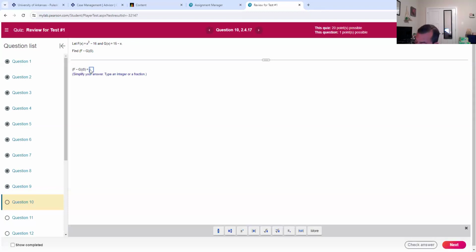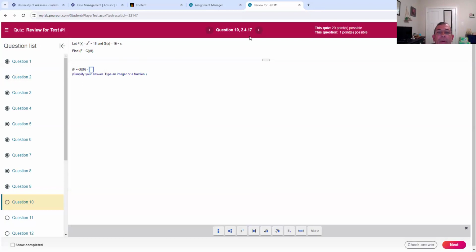Now, y'all, this one's the same thing basically, but notice on this one, they are giving me a number to put in. So let me write that down. F of x equals x squared minus 16. G of x equals 15 minus x. They want us to find f minus g of 0.